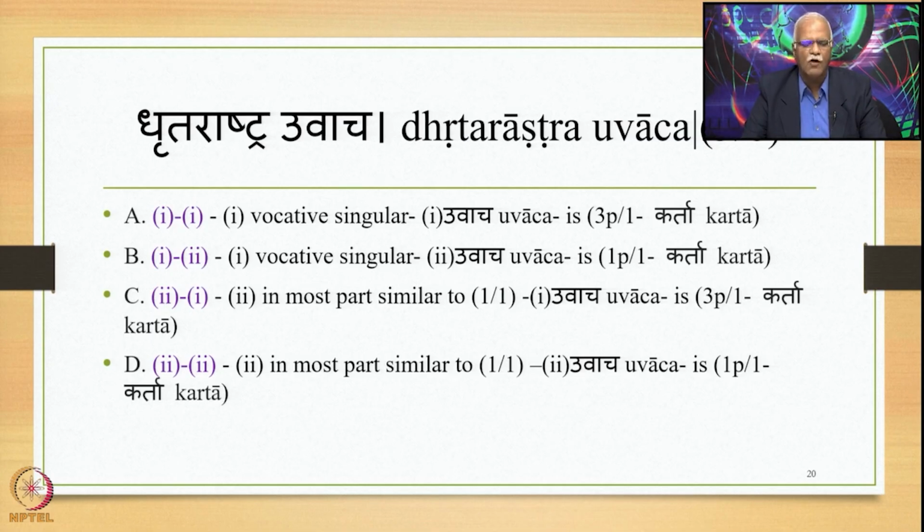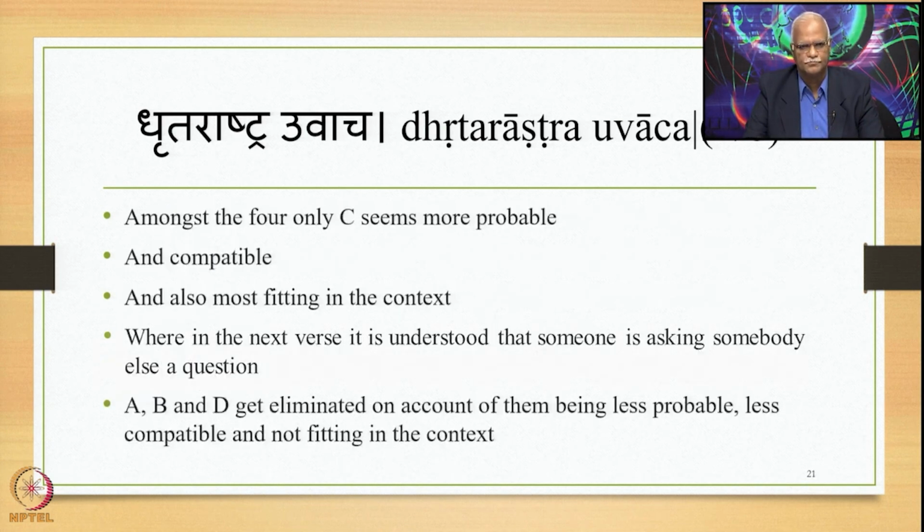C consists of the second explanation of Dhritarashtra and the first explanation of uvacha. And D consists of the second explanation of Dhritarashtra and the second explanation of uvacha. These are the four possible explanations. Let us see which one of them seems more probable.